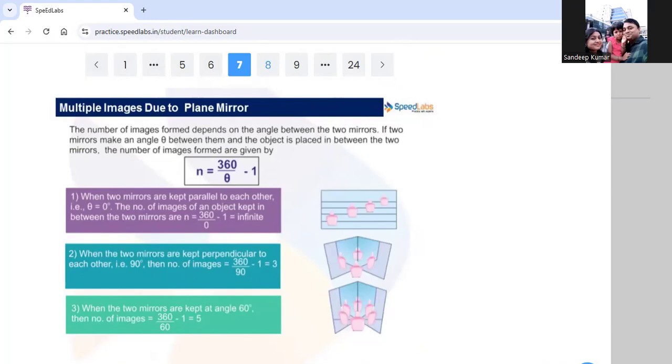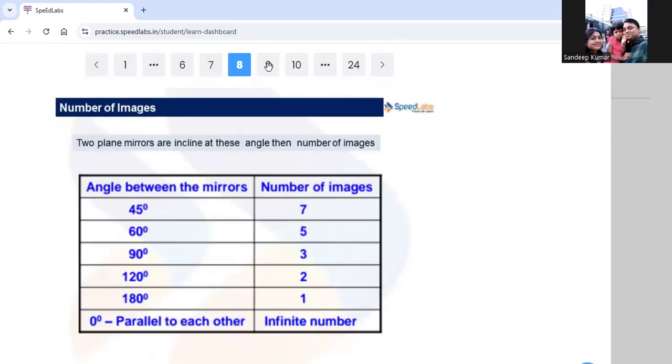So like this, here you can see the angle between the mirrors and the number of images formed. Whenever it is 45 degree, 7 images; 60 degree, 5 images; 90 degree, 3 images; 120 degree, 2 images; 180 degree, 1 image. When 0 degree, infinite number of images. So if two plane mirrors are inclined at these angles, then this is the number of images you can see.